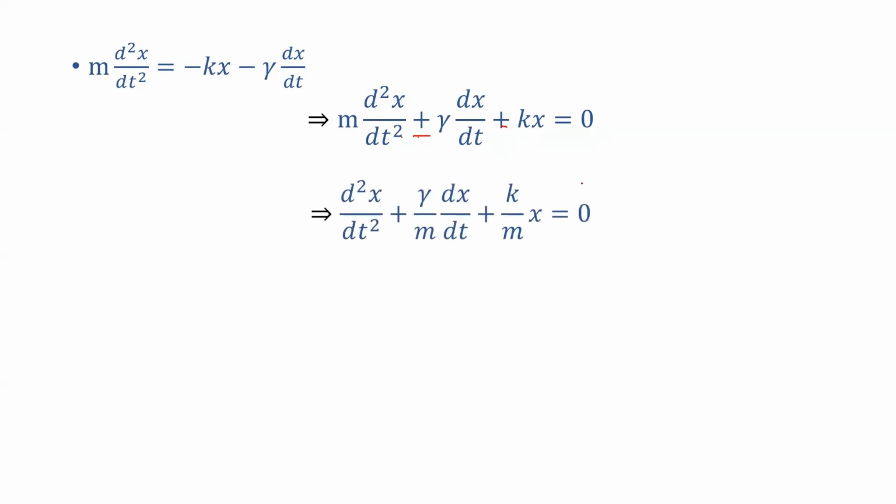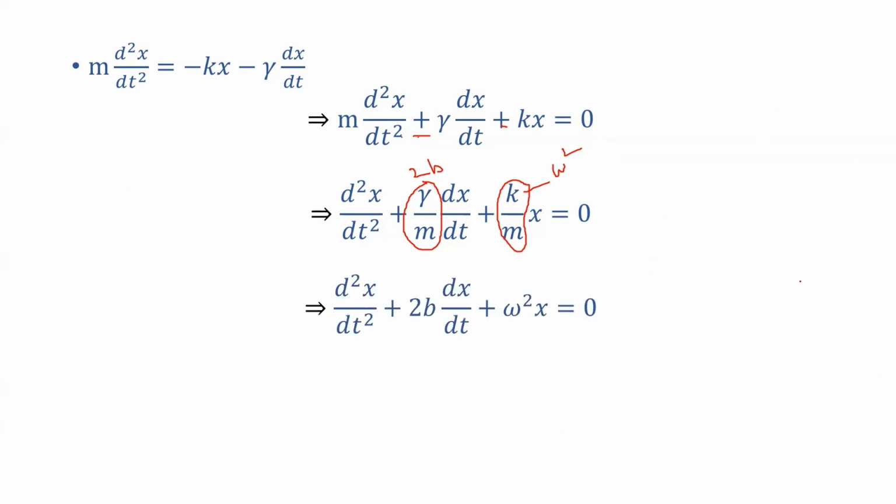d square x by dt square plus gamma by m dx by dt plus k by m into x equal to 0. And we are replacing this gamma by m with 2b, and that b is the damping factor. 2b is for convenience of writing the solution for this equation of motion. So that's why we are writing it as 2b. That b is the damping factor here. And this k by m is the square of the natural frequency, that is omega square. So we can replace k by m with omega square, the square of the natural frequency, and here gamma by m with 2b. So then that equation becomes d square x by dt square plus 2b into dx by dt plus omega square x equal to 0, where 2b equal to gamma by m and omega square equal to k by m.